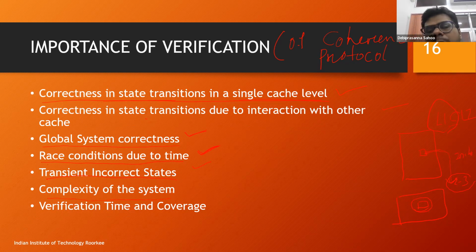The moment you start implementing the protocol, there will be so many race conditions and scalability issues that the system becomes really complex to understand and to find specific properties associated with it. So we need to figure out proper properties such that we are able to verify the complex system effectively. Now, the other thing is how much time we will take to verify the system and what is the coverage.